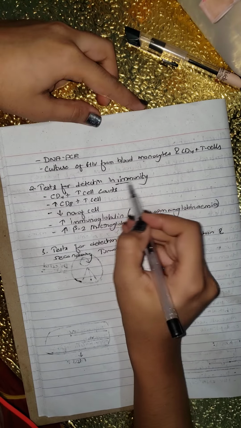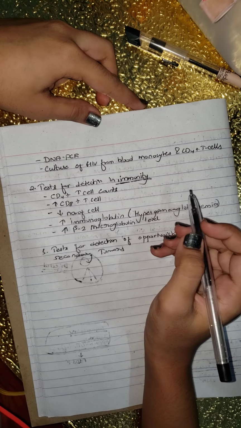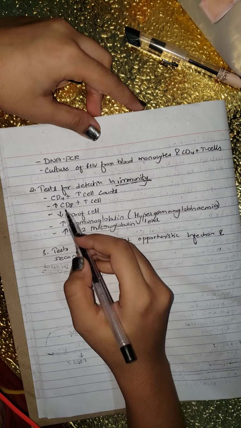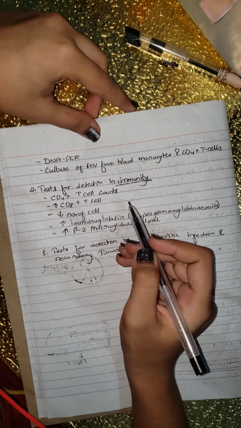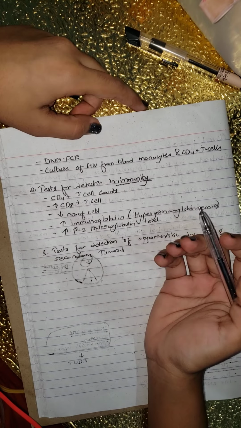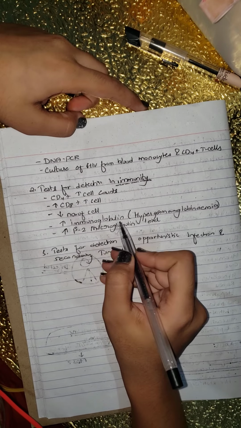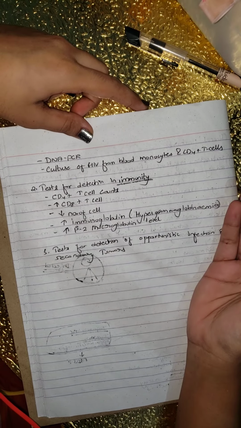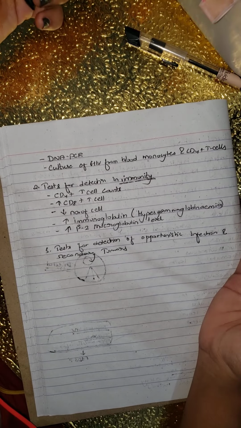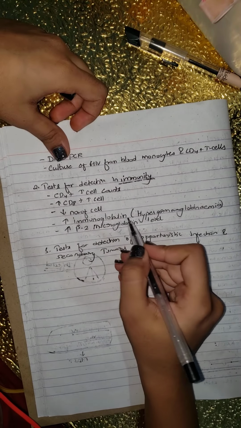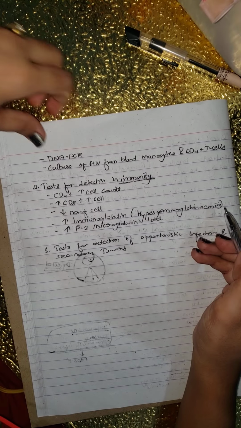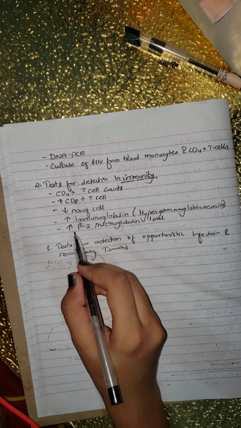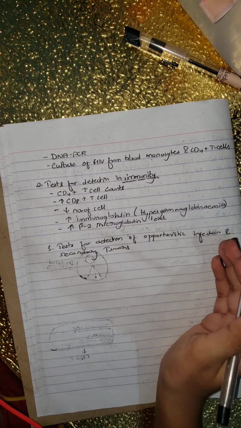Next thing I said was immunity. We have to test the immunity of the patient. So we have to test CD4 plus T cell counts, and we can see there is an increase in CD8 plus T cell counts, and a decrease in the number of CD4 cells, and also the number of immunoglobulins is increased. Why is the immunoglobulin increased? Because there is a lot of infection in our body, so we need antibodies to fight them. This can also be called hypergammaglobulinemia. Also an increased beta-2 microglobulin level can be seen.